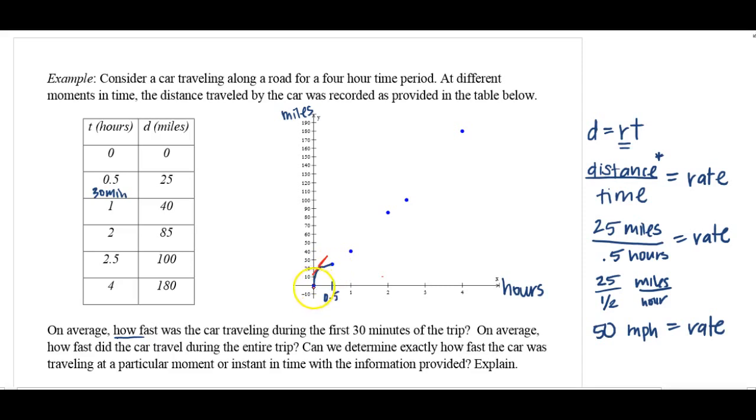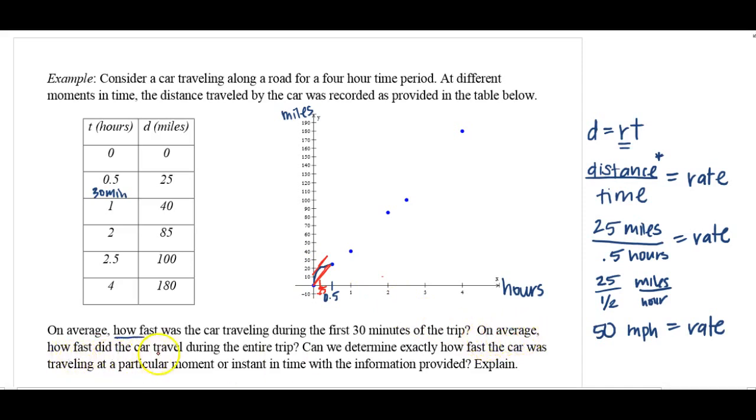So what I'm essentially finding in an average rate of change is the slope between these 2 points. So if I find a slope between 2 points, I found the slope of a secant line. But if I want to know exactly how fast I was going at 0.25 hours, so after 15 minutes of traveling, well then I would need to find the slope of a tangent line, which is a derivative. So let's keep going and answer the second question.